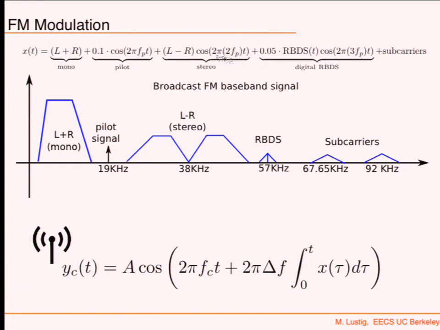All right. Then, at 3 times that pilot frequency, they're going to send RBDS, which is digital data. Again, we're not going to demodulate that. And that gives you the station information, things like this. And then at 67.65 and 92 kilohertz, there are subcarriers, which are actually subsidiary channels that KPFA is transmitting for some Punjabi radio and Haitian radio stations.